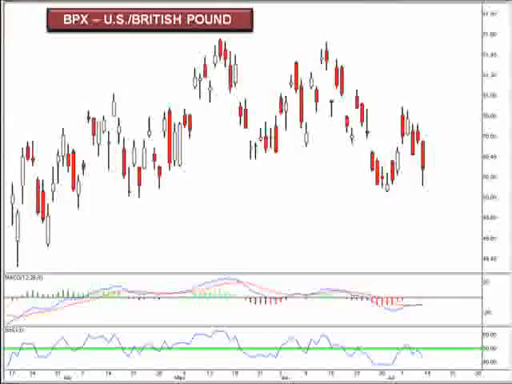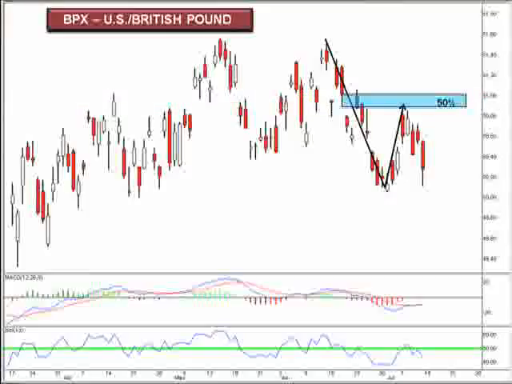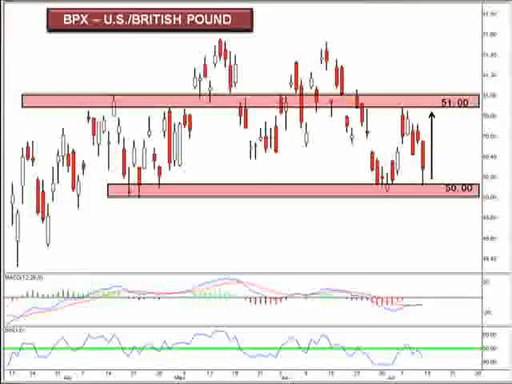Our BPX, our US versus British pound, found some resistance at the 51, as illustrated last week. That represented a 50% retracement of the previous move to the downside. Now, we're seeing a little bit of strength on the US dollar versus the British pound as we pulled off that 50 level there for us as support. A consolidation here and a push to the upside would meet with resistance with a high probability at the 51.